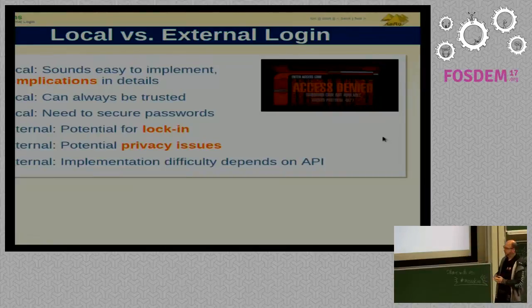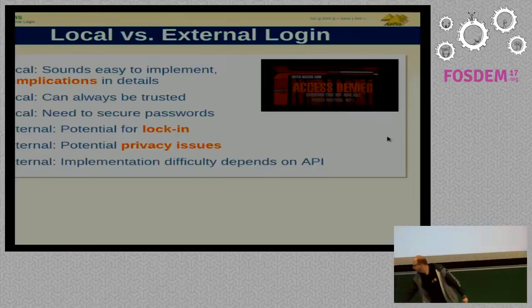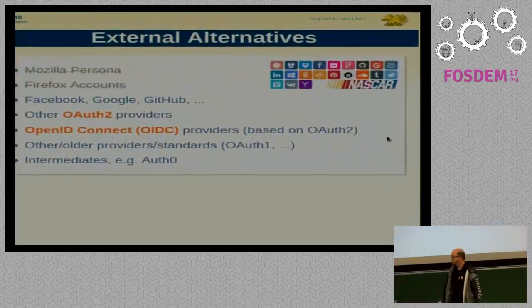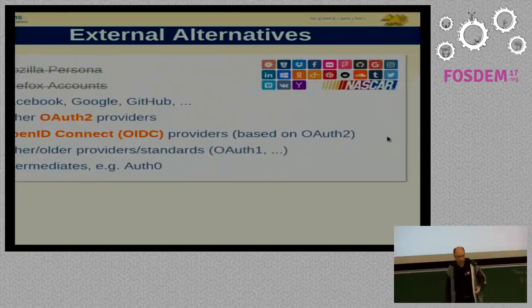And the implementation difficulty is different depending on what you use. It could be very easy if they provide even some code on how you handle it. It could be very difficult if the API to use it is very difficult. So which external providers do we have? Locally is pretty easy. I have to write the code myself.